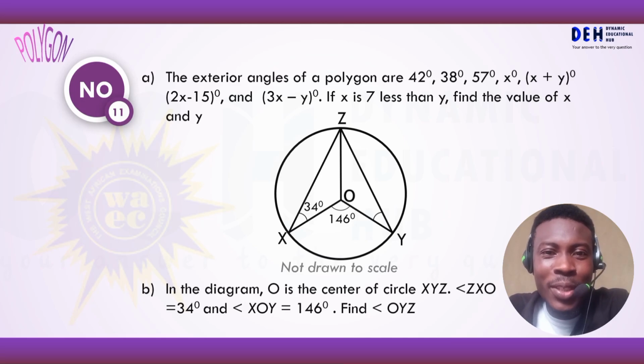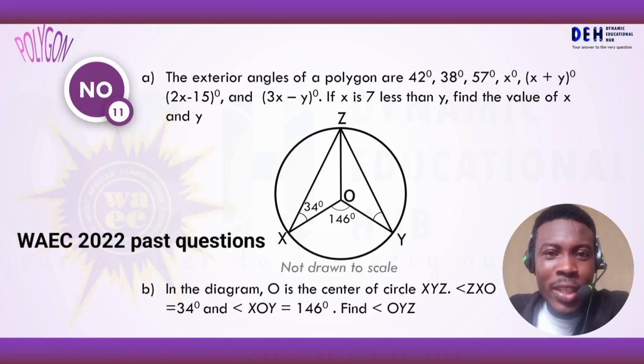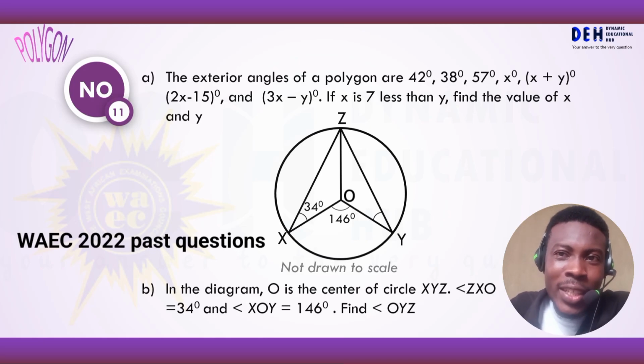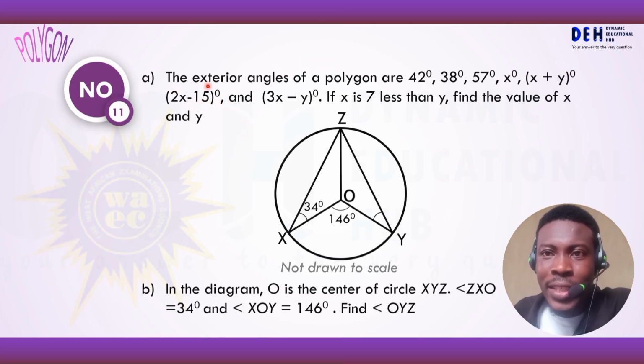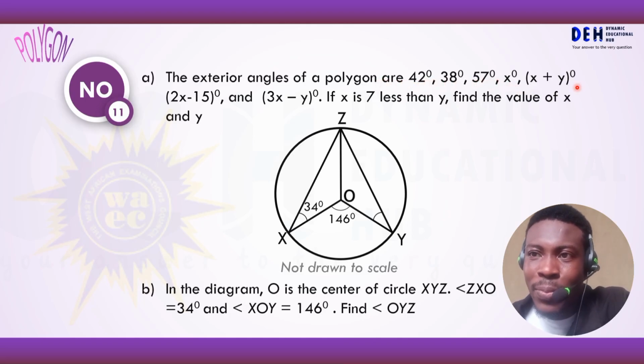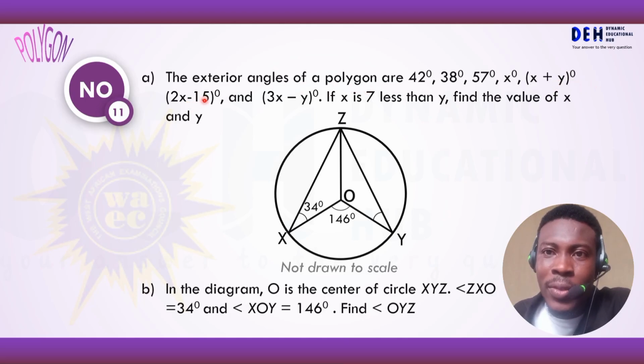What are we learning in this video? In this video we are going to be solving a Euclidean geometry question based on the WAEC past question, 2022 number 11. We are going to solve the A and the B. The first question is: the exterior angles of a polygon are 42 degrees, 38 degrees, 57 degrees, x degrees, x plus 7 degrees, 2x minus 15 degrees, and 3x minus y degrees. If x is 7 less than y, find the value of x and y. That is the A part.